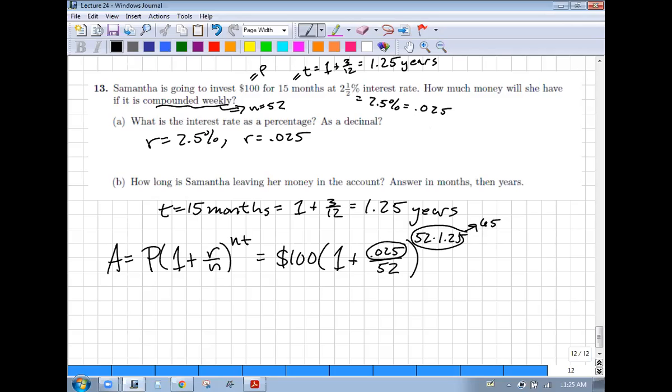0.025 divided by 52, add 1. Now hit to the power of 65, and I have a 1.03 and so on. Now multiply by 100. And I get $103.17. So she made $3 in a year and a quarter at 200. Not very good, huh?